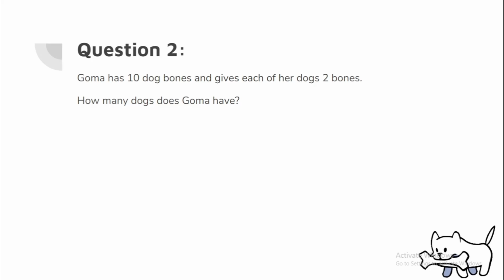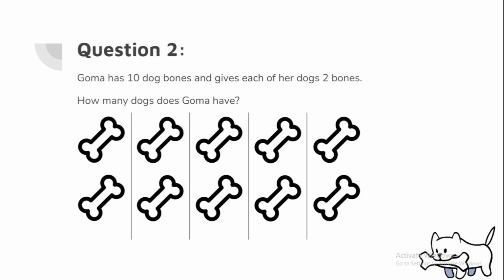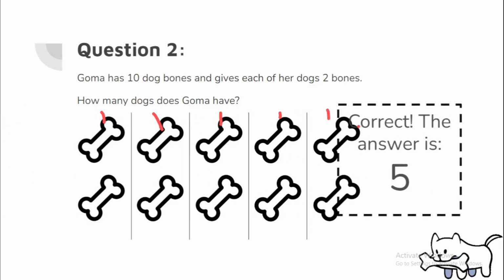All right, so I'm a visual person. So I have 10 dog bones. And we split every single dog bone up into groups of 2. So there's 1, 2, 1, 2, 1, 2, 1, 2, 1, 2. And now we have to find out how many groups there are. So there's 1 right here, there's 2 right here, there's 3 right here, there's 4 right here, and there's 5 right here. So the answer should be 5.